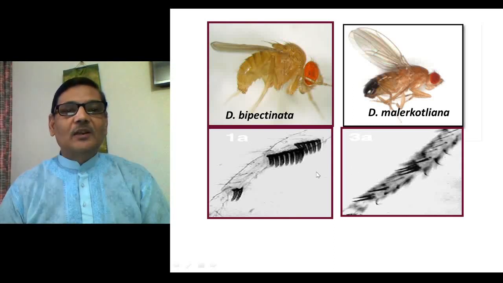And suppose you collect flies from nature, and in that collection you have bipectinata as well as malerkotliana females, both present. So how can you know whether this is a female of bipectinata or malerkotliana? For that purpose you will have to put those females individually in separate food vials, and you will have to wait till their progeny come.